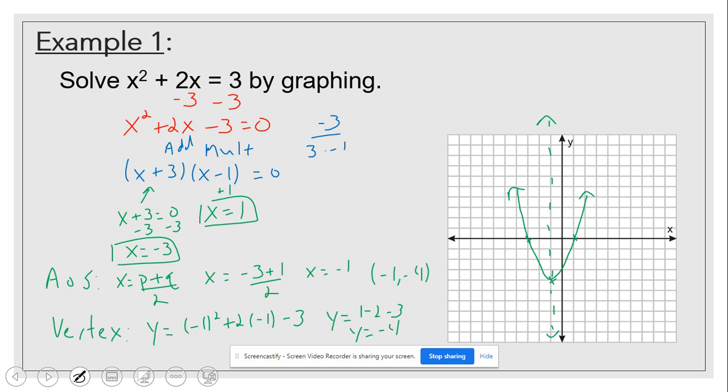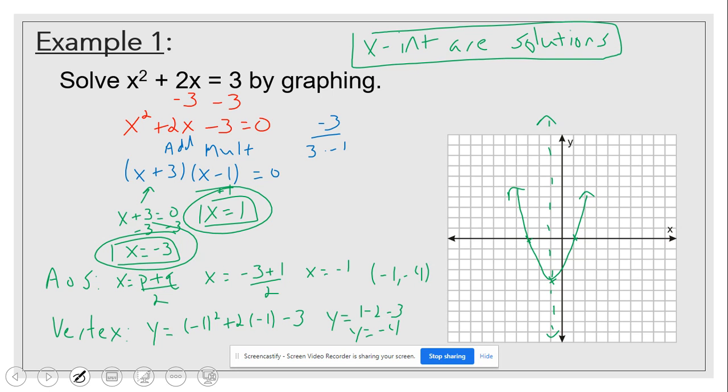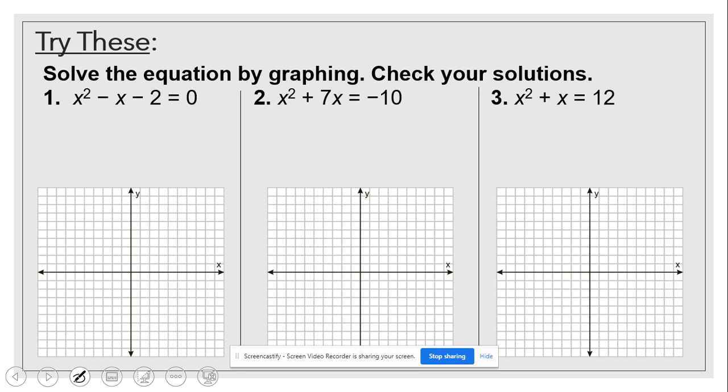Okay, so now, did I actually even need to show the graph? No. If I just find those x-intercepts here and here, I know that that's my solution. Those are my solutions to the quadratic function. So again, the x-intercepts are the solutions. Why? Because that's when my y value is equal to 0. So that's the key thing here. The x-intercepts are the solutions.